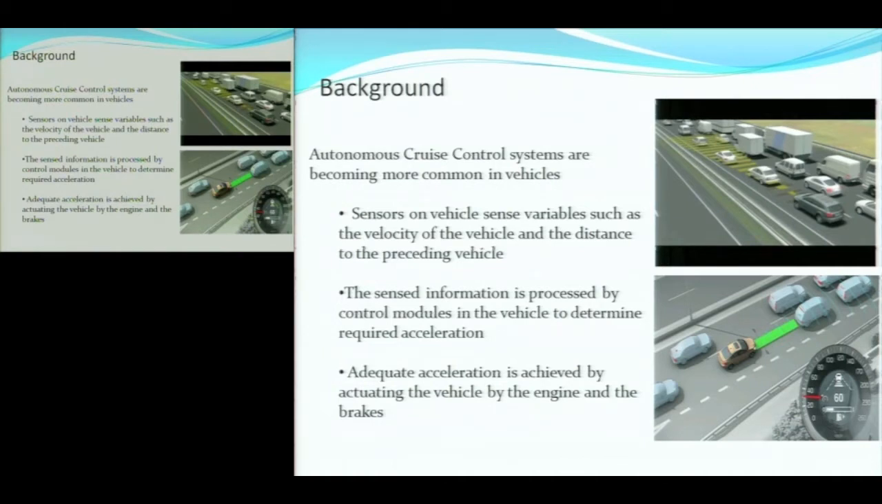What this system basically is: the vehicle has sensors that sense the vehicle's velocity as well as the position from our vehicle to the next vehicle, which is called the headway, as well as the relative velocity to the preceding vehicle. The sensed information can then be used to actuate either the brakes or the engine to provide adequate torque and accelerate or decelerate the vehicle so that desired velocity and desired headway distances are achieved.